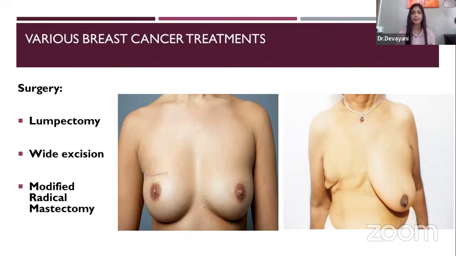Coming to the third and most common thing, which we all see in our clinical practices, is modified radical mastectomy, where the whole breast is removed. The pectoralis is spared. That is the reason why it is known as the modified radical mastectomy.